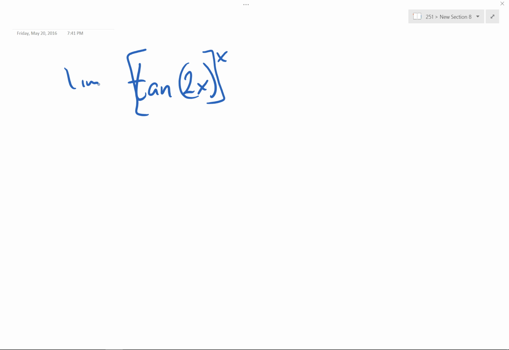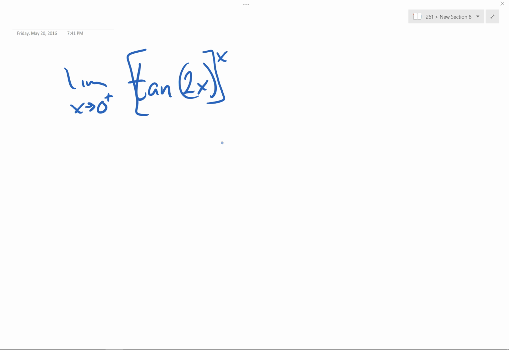We'll take the limit of this as x approaches 0 from the right. Okay, well, if you plug 0 in there, you're going to get tangent of 0 is 0. You get 0 to the 0 power. Yeah, that's not 1. Okay, what is it? Yeah, I'm not real sure.